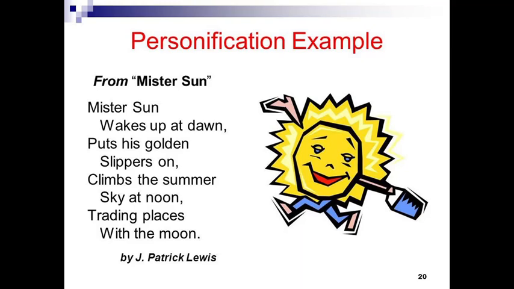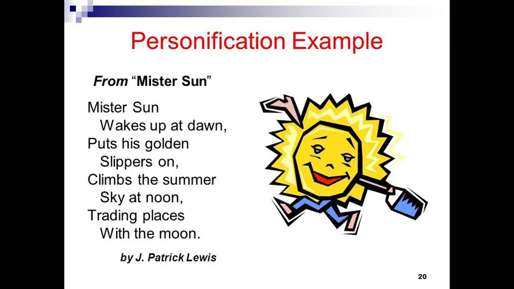Now see this personification example in this fantastic poem. Let's read out this poem for you. Mr. Sun wakes up at dawn, puts his golden slippers on, climbs the summer sky at noon, trading places with the moon. This poem by J. Patrick Lewis is a perfect example of personification.